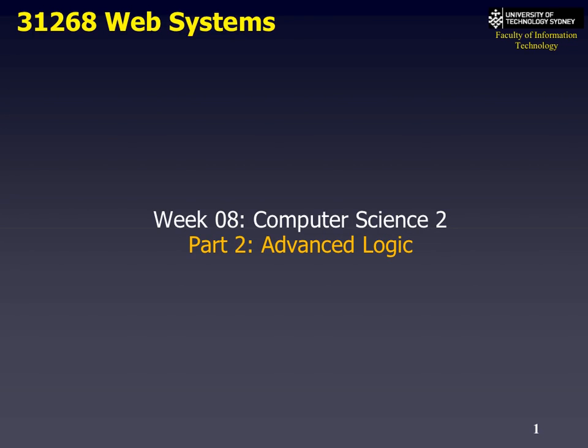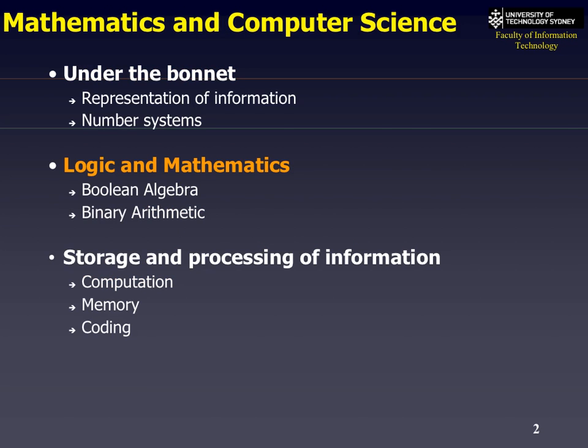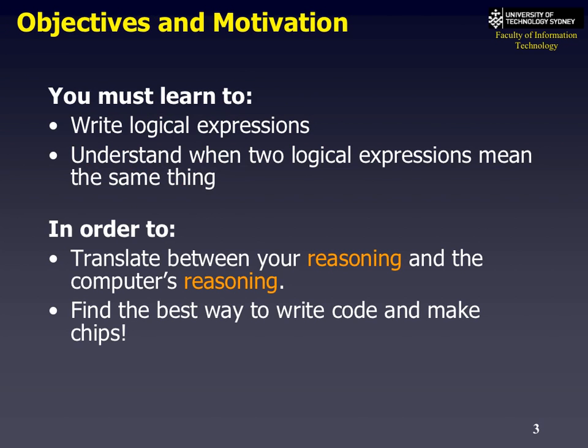Web Systems Week 8, Part 2, Advanced Logic. Previously we learnt a little bit about logic and, or, and not gates. Today we're going to look at a bit more complicated expressions and how to simplify them, especially since we need to be able to do two important tasks: write the logical expressions and work out when two logical expressions mean the same thing. And the best way to do that is to simplify things.